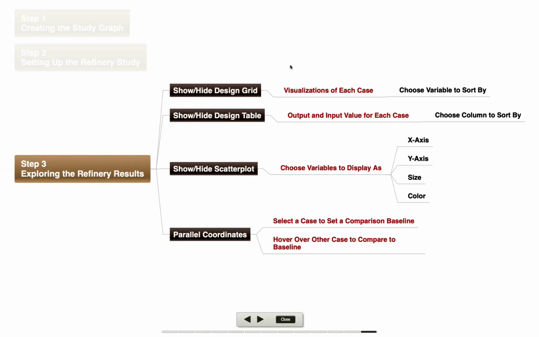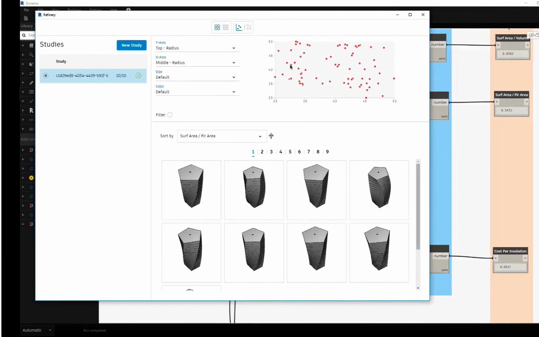Okay, for step 3 in this example, let's take a look at those refiner results and explore them a little bit. See if we can make some sense out of the different things that we proposed as input variables and the outputs that we reported. So again, we'll look at the design grid, think about what we want to show as the axes and the weighting values on the scatter plot, and maybe look at the design table to figure out the precise values that gave us some of the things that look most interesting.